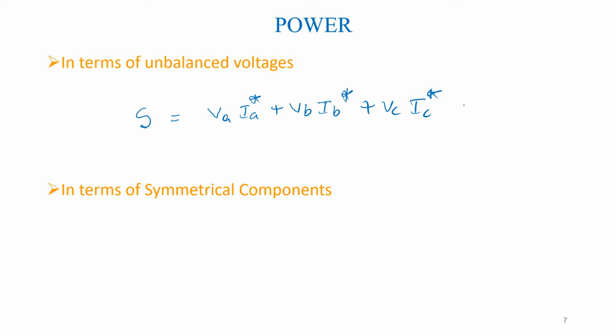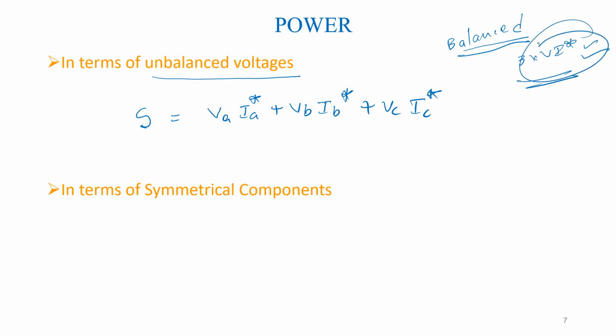So can I write this as 3 times VA into IA conjugate? We are not supposed to write like that. Why? Because we are considering the unbalanced voltages. In the case of balanced voltages, instead of the 3 phases, we can take it as 1 phase and write it as 3 times V into I conjugate. But in this condition, you cannot proceed with that formula. Each phase we are adding separately, so it is a 3 phase power. We are adding 3 different single phase powers.